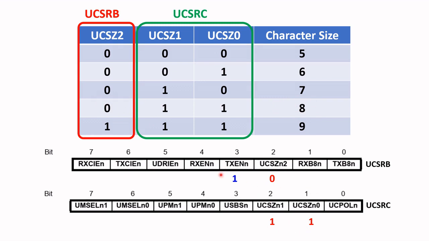Now I put this one to a 1 because this is the transmit enable. The transmit enable, remember, is from UCSRB, so that has to be set to 1. The rest would be set to zeros. All right.